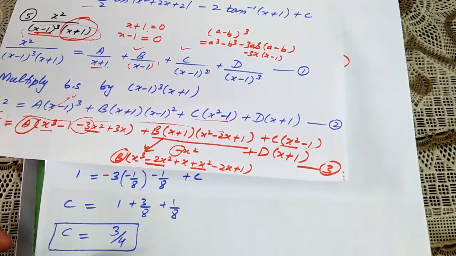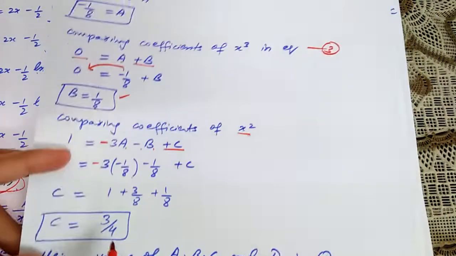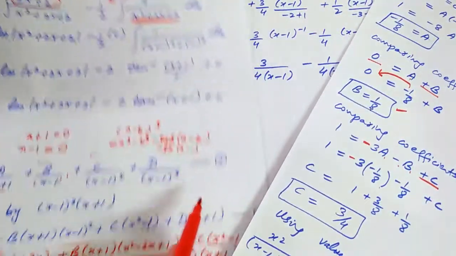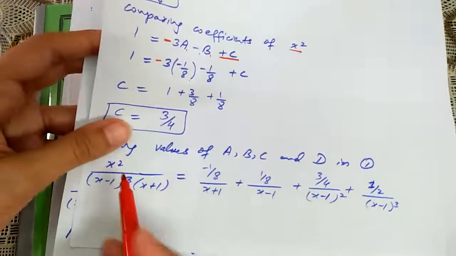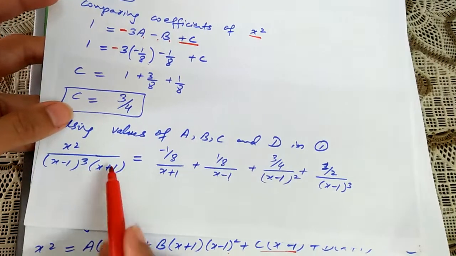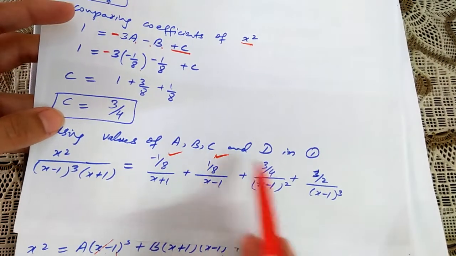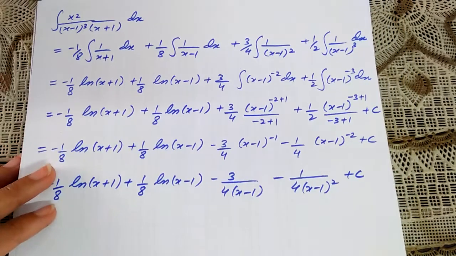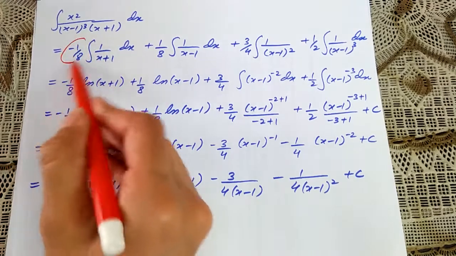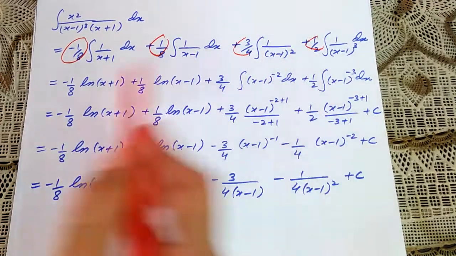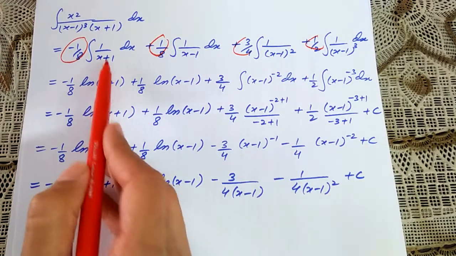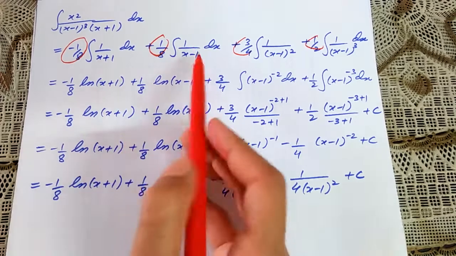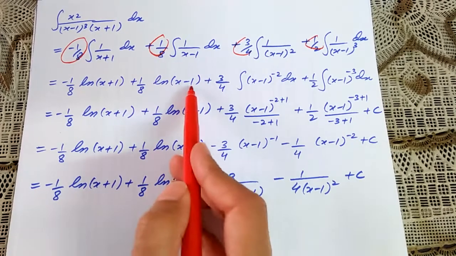Then using the values of a, b, c and d in equation number 1, I will get x square over x minus 1 whole cube x plus 1, with the a value, b value, c value and d value. Put these values and integrate both the sides. I will get this thing. Constants are taken outside. Now I can easily integrate them. Integration of 1 over x plus 1 is ln x plus 1. Integration of 1 over x minus 1 is ln x minus 1.